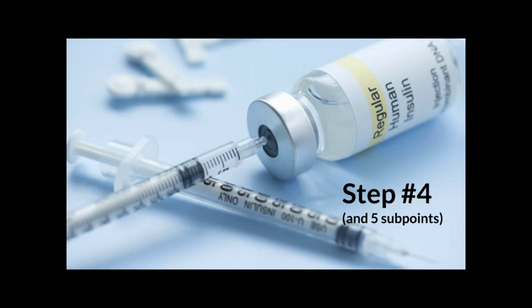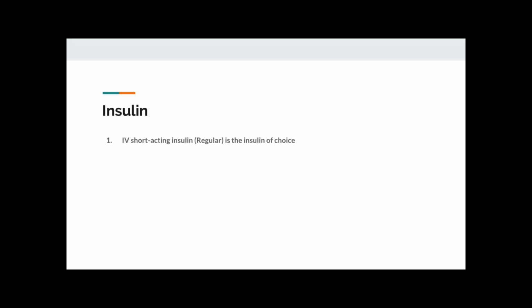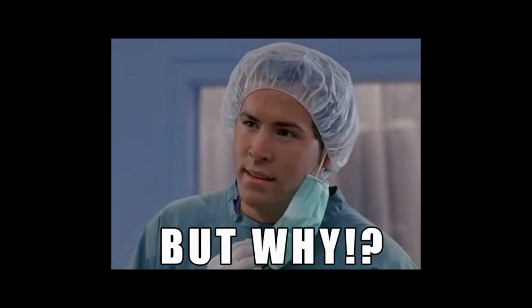And then step four is insulin. I want to make five quick points about this. Number one is short-acting IV insulin, so regular insulin is the insulin of choice. Why is regular insulin the insulin of choice? I tried to look for it, and there's really no reason why this is IV insulin. It's probably because it's the original one, the first one, which everybody used when they started treating DKA.